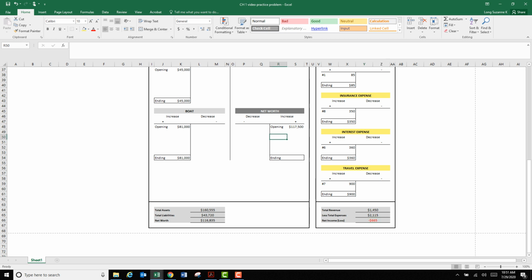Over here, net worth is impacted by income or loss. Honestly, this comes up later, but I want to show you how this all fits together. So we've got a net loss. Net loss has a negative effect on equity. I'm not sure why that went bold, but let's unbold it. So we've got opening is going to be decreased by net loss to get an ending balance.